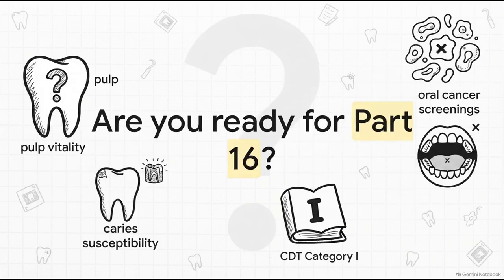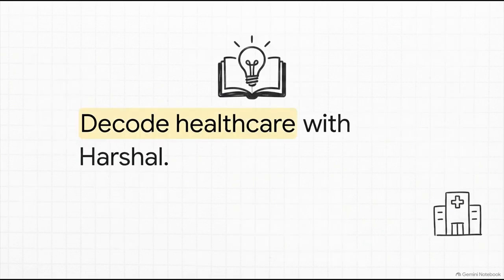Now that we've totally mastered radiographic imaging and dodged those financial pitfalls around frequency limits, it's time to keep pushing forward. So, are you ready to tackle pulp vitality, caries susceptibility, and oral cancer screenings? We're going to be breaking all of that down in Part 16 as we continue our deep dive into CDT Category I. Until next time, I want you to ask yourself a serious question.